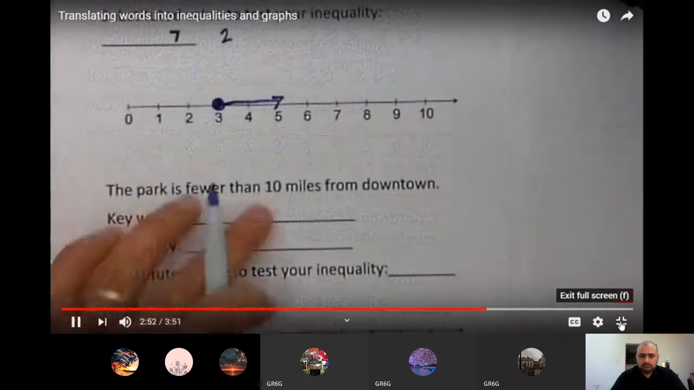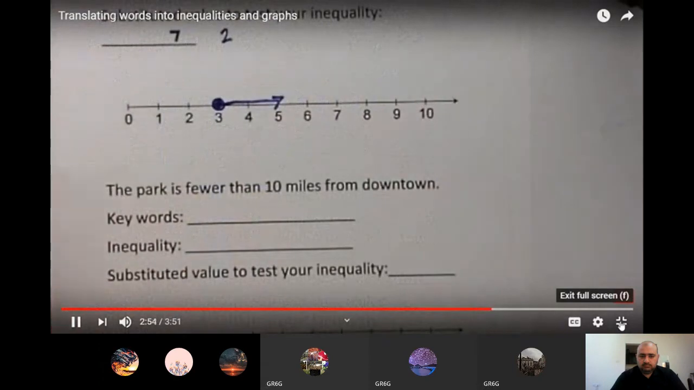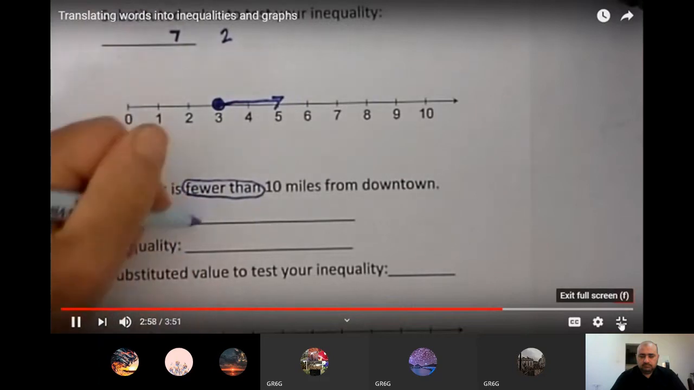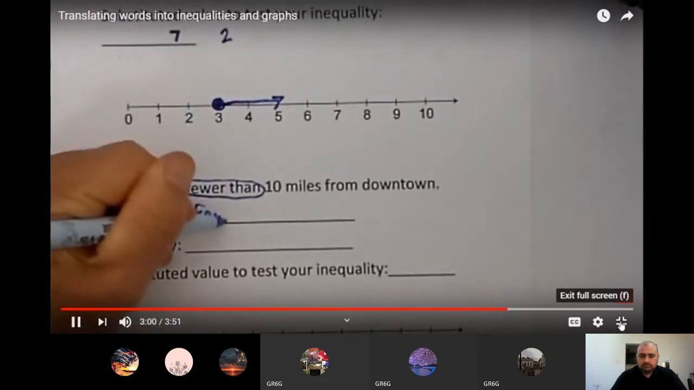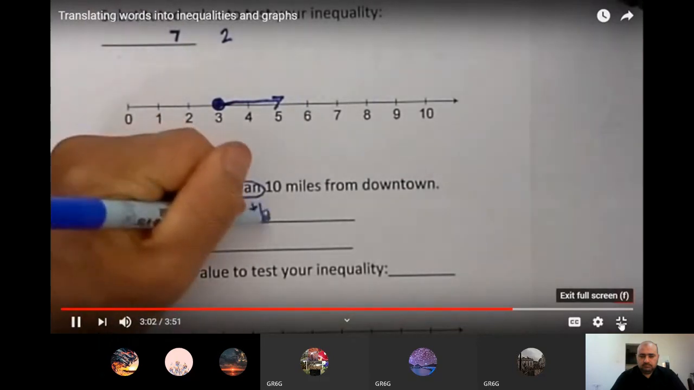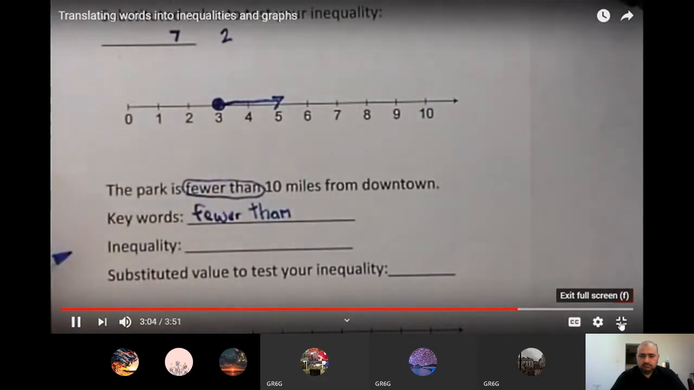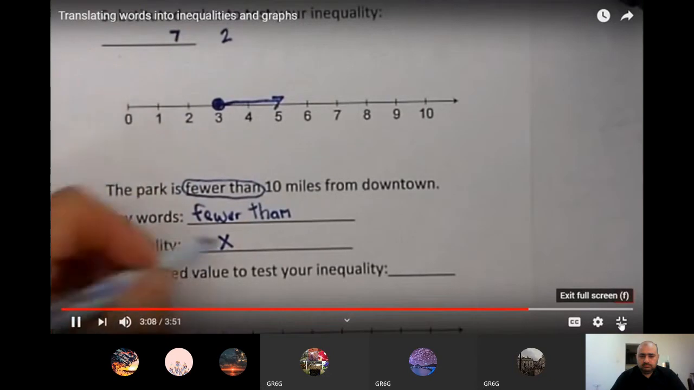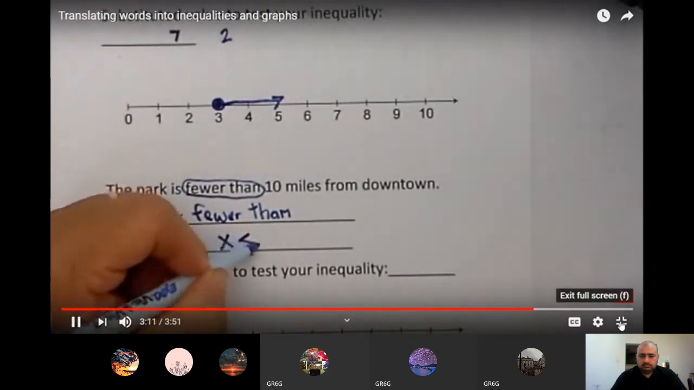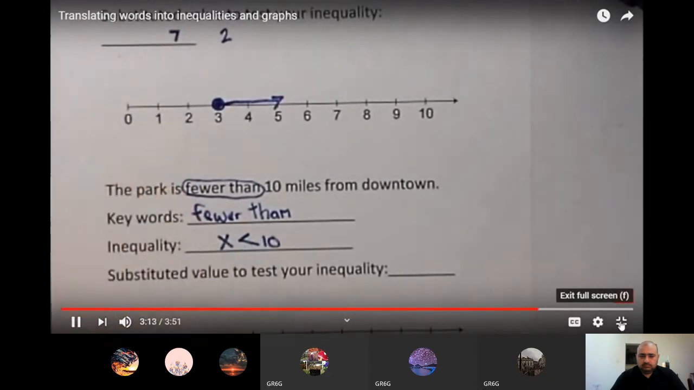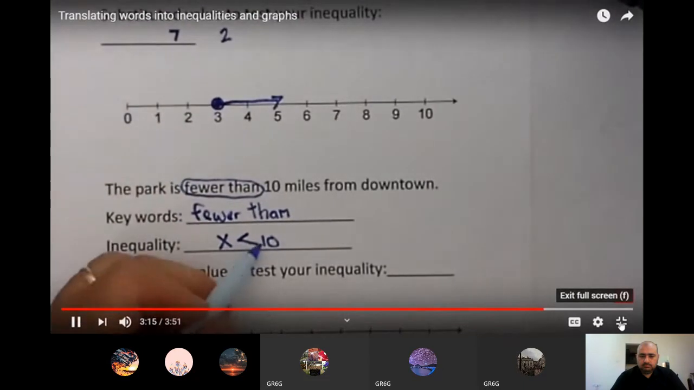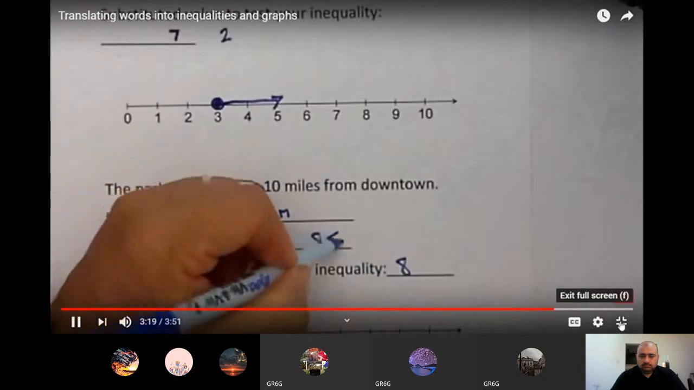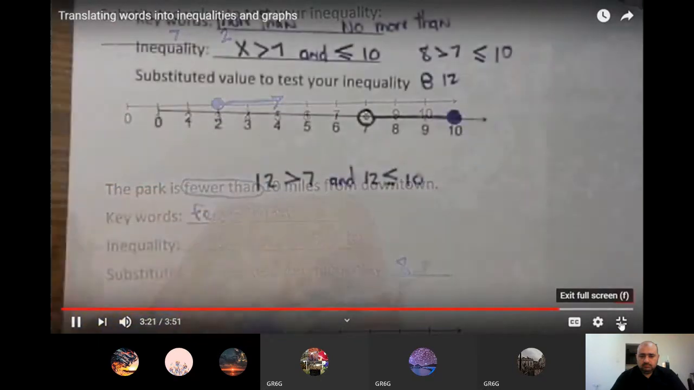Next up, we have the park is fewer than 10 miles from downtown. So the keyword is fewer than. So I'll write fewer than. The inequality is going to be x is less than 10. And let's test our inequality. Let's go with 8 first. 8 is less than 10. Yes. Now let's go ahead and plot it.